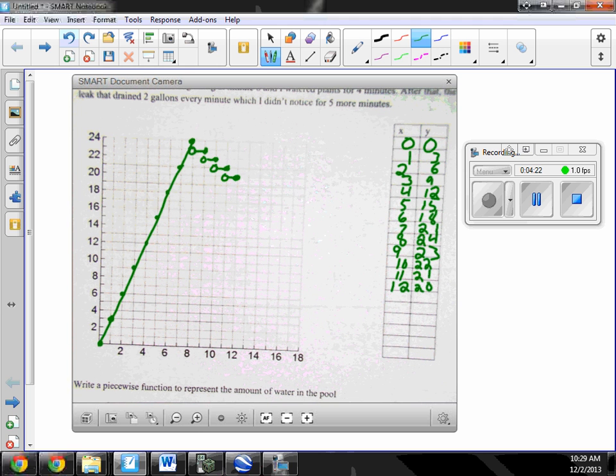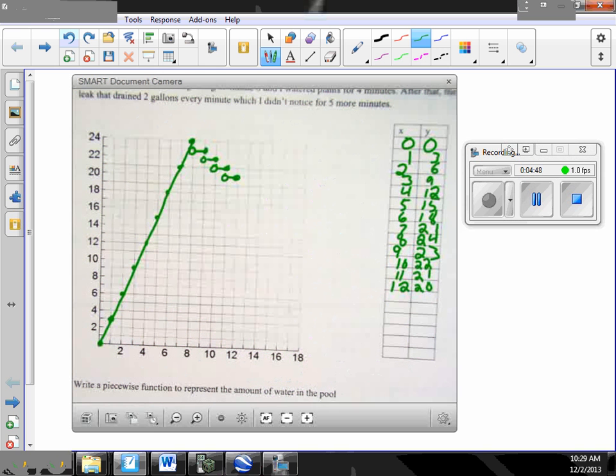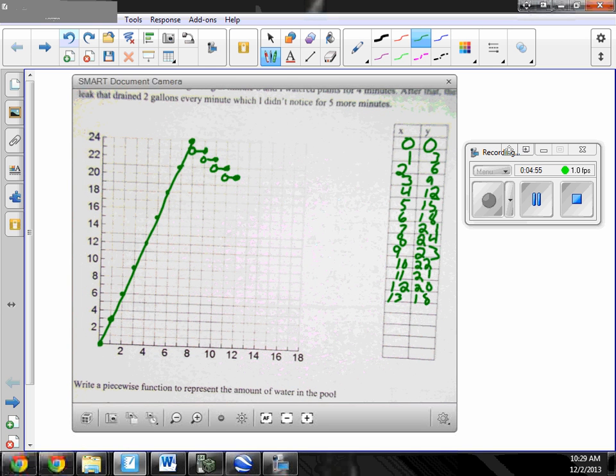Okay? Once I hit 12 minutes, how does the story change? What happens after I water the flowers? It starts leaking. How fast is it leaking? 2 gallons every minute. So if I go to the chart, at 13, how many gallons are going to be in the pool? 18. And at 14, we'll have 16, 15, 14.